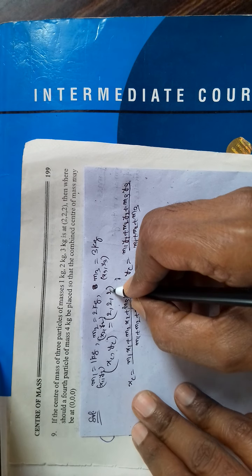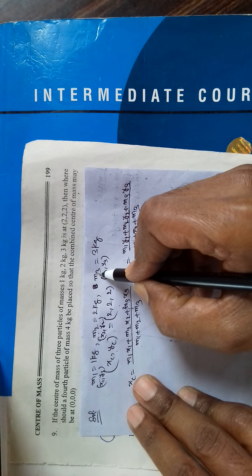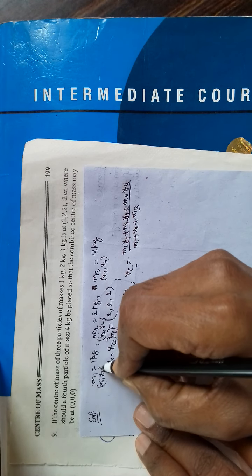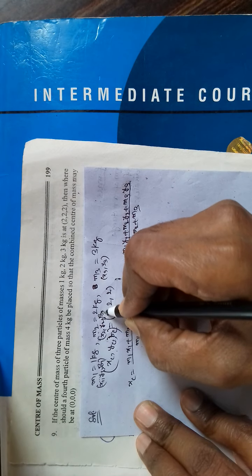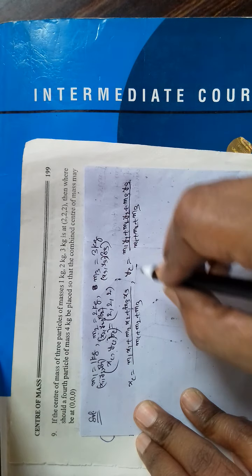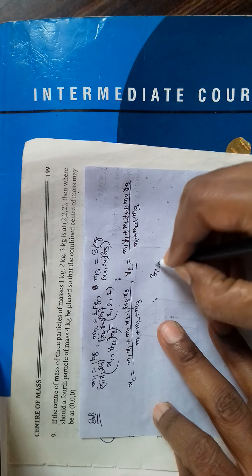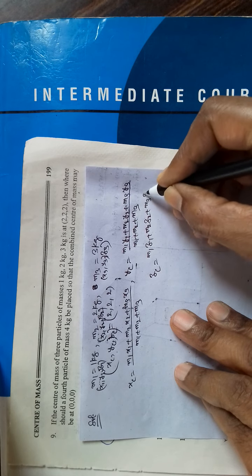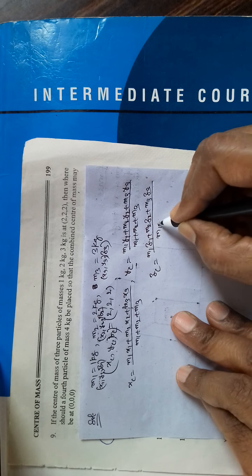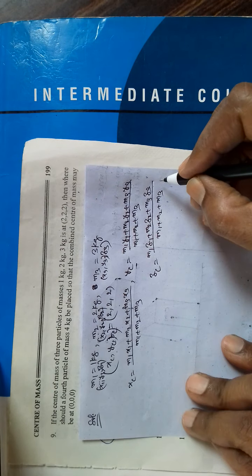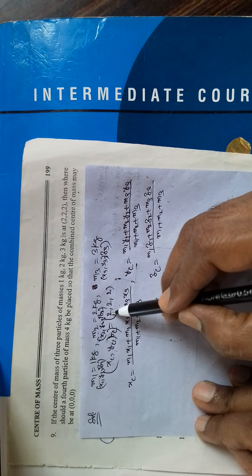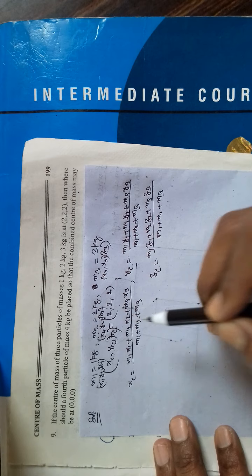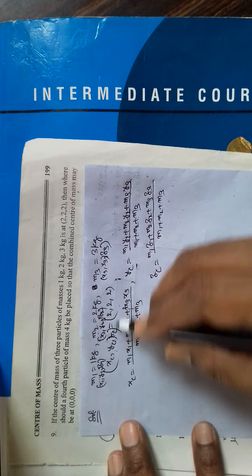Similarly, see here 3 coordinates are there. The 3 particles are located in space, so here zc also comes, and here x1 y1 z1, x2 y2 z2, x3 y3 z3. Now zc is equal to m1 z1 plus m2 z2 plus m3 z3 by m1 plus m2 plus m3. But here xc, yc and zc have the same values. Therefore, if we consider just one, that is enough. Let us consider this one now. The xc value is 2.